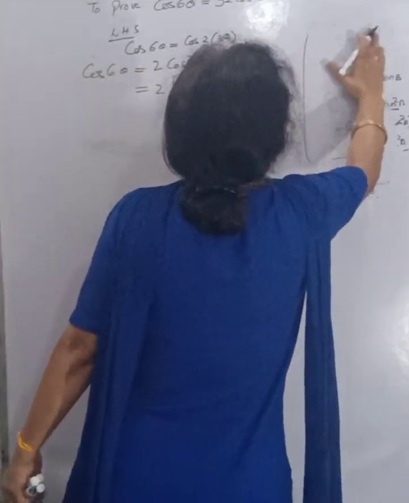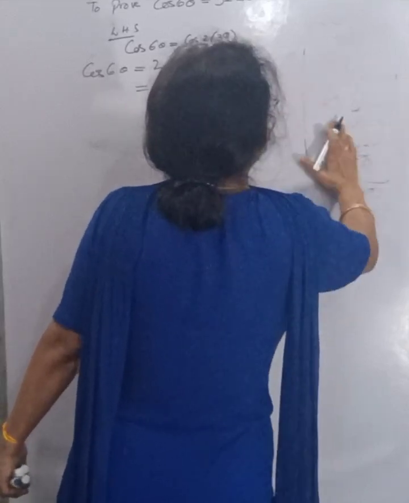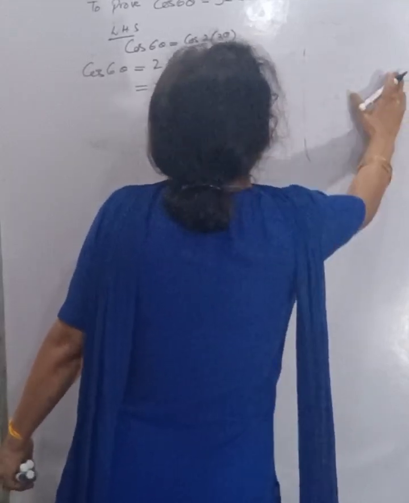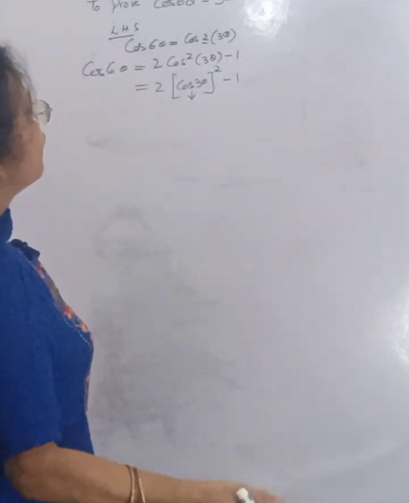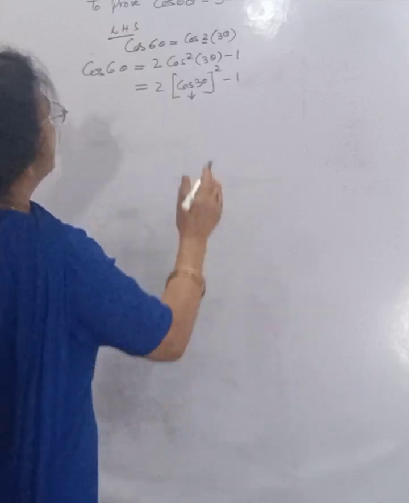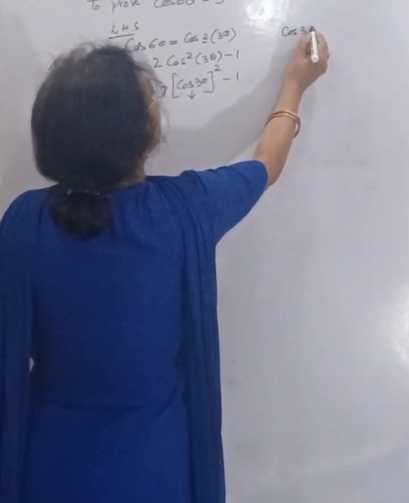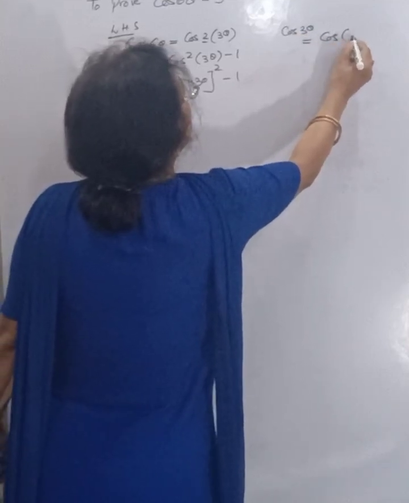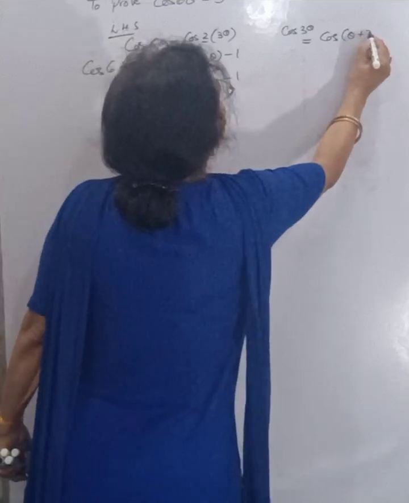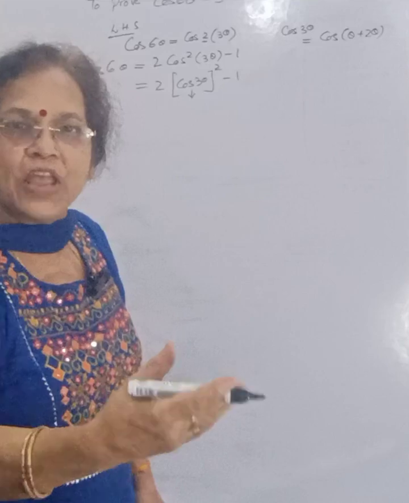This is of no use, so we are going to rub it. Cos 3 theta is to be found. When we put the formula of cos theta in terms of cos, then we'll get the result. Cos of 3 theta, further, can be written as cos of theta plus 2 theta. Clear? This is just the same formula of cos of A plus B.